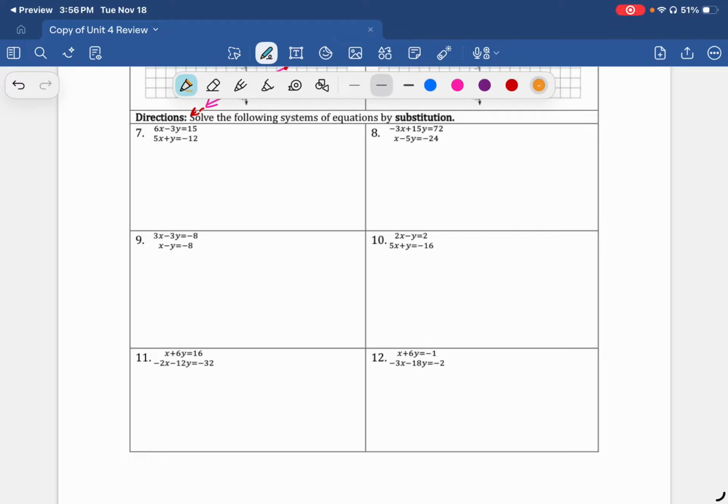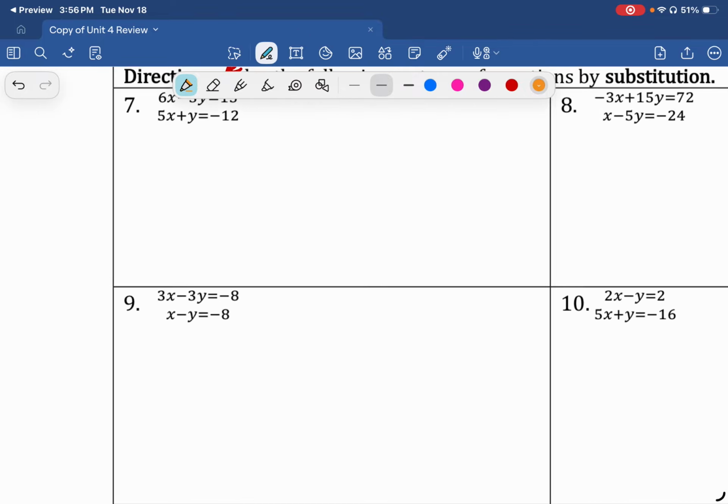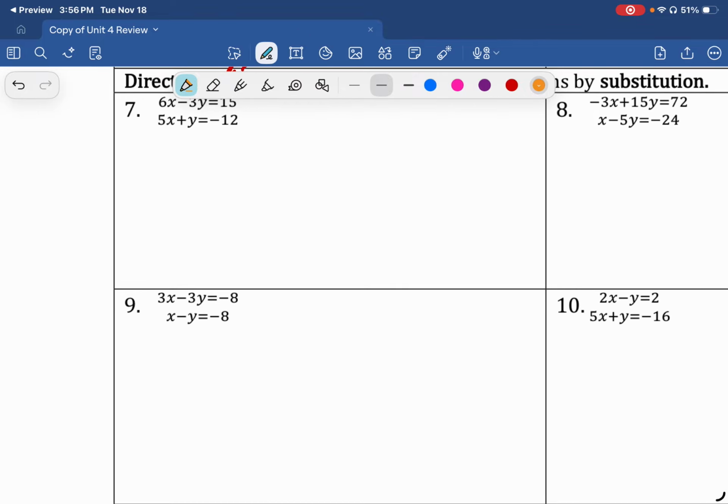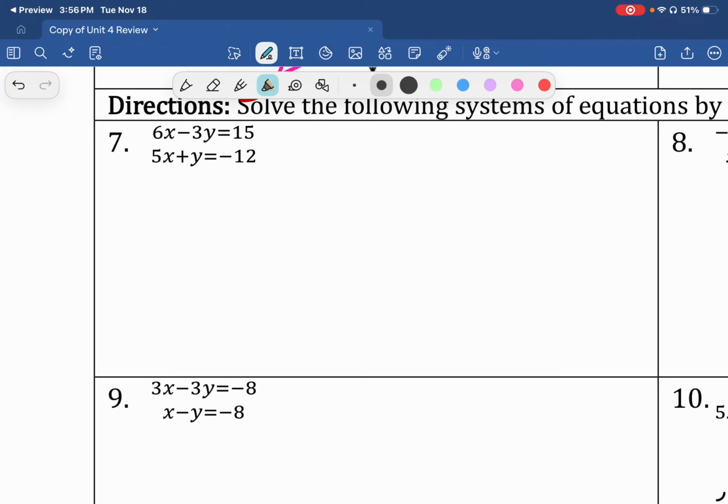So now we're going to look at solving by substitution with systems of equations. So we're going to start here. With substitution, you're going to have to solve for one equation and then plug it into the other. What you need to do is find the variable that's the easiest to solve for. So for us in number 7, that will be y.